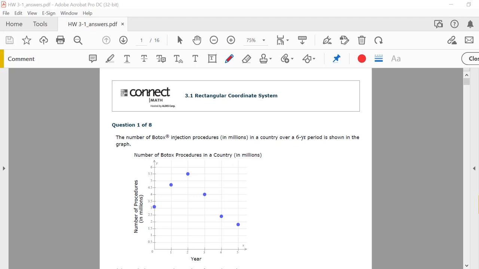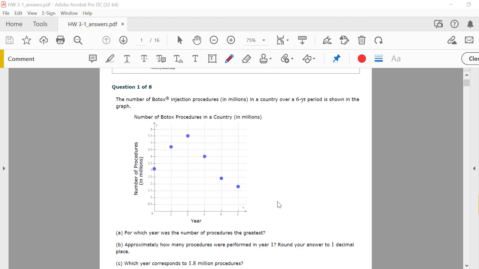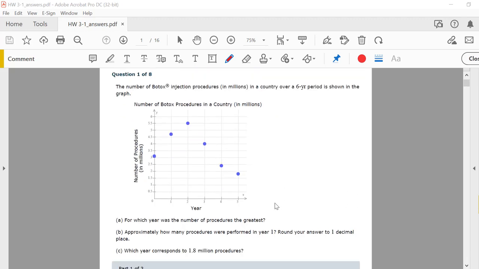Hey, today we're going to take a look at section 3.1, the rectangular coordinate system. Question 1 says the number of Botox injection procedures in millions in a country over a 6-year period is shown in the graph. So down on the bottom on the x-axis is the year, and on the y-axis is going to be the number of procedures. Question A states for which year was the number of procedures the greatest? Number of procedures was the biggest right here, and that was in year 2.